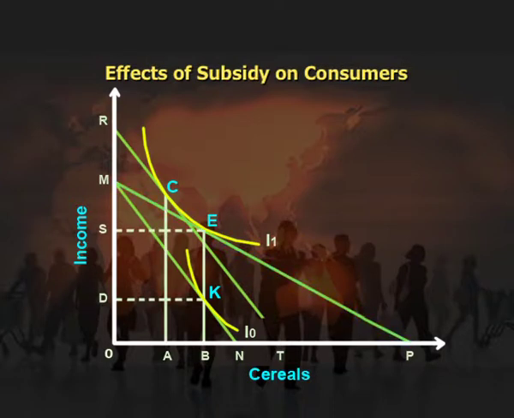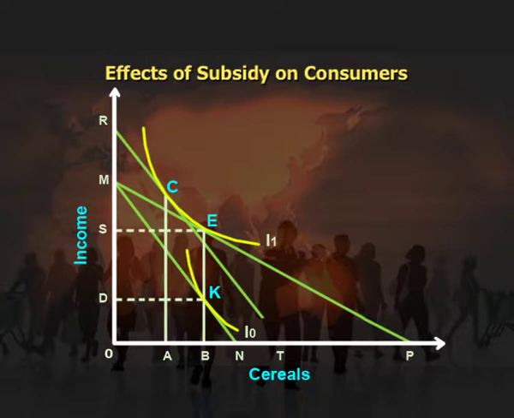At this income line, he is in equilibrium at point E on the curve I1, where he buys OB quantity of cereals by spending MS amount of money. The full market price of OB cereals is MD on the line MN where the curve I0 touches. The government therefore pays SD amount of subsidy, but the consumer receives cereals at a lower price.